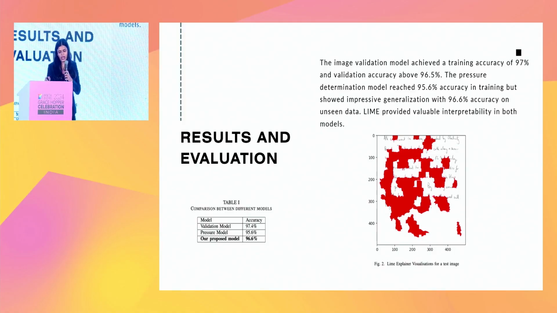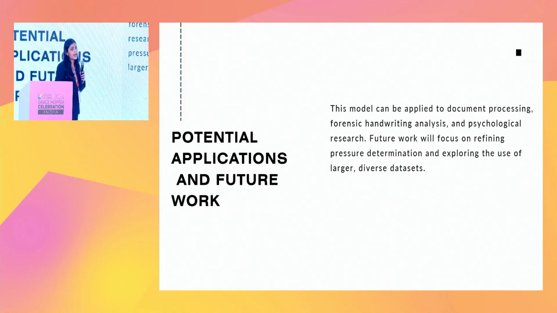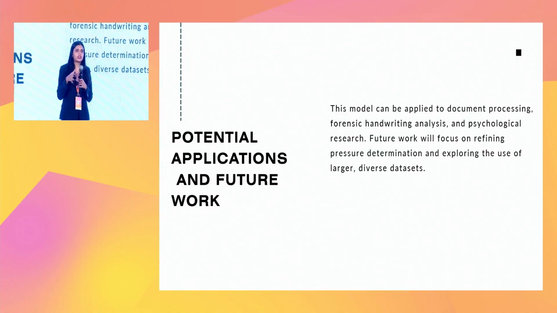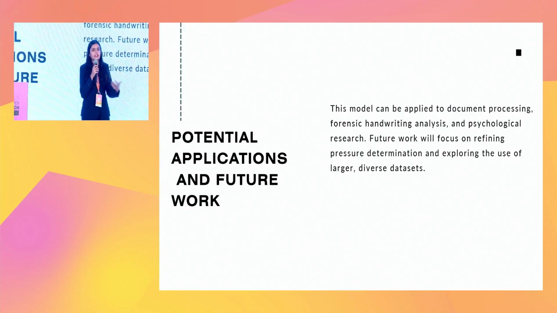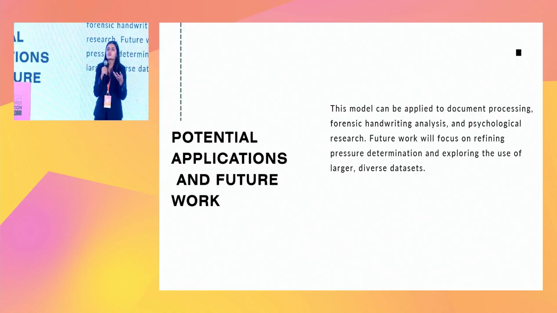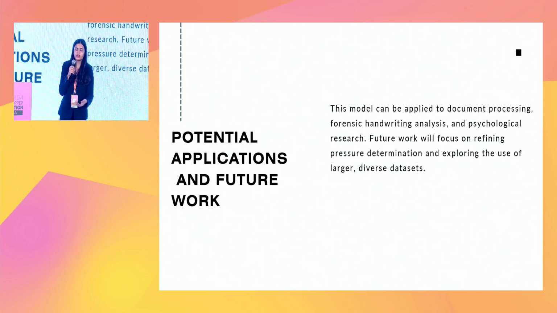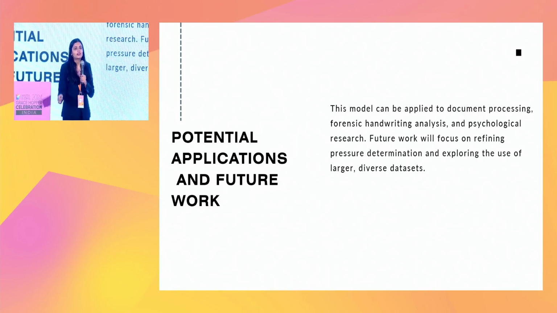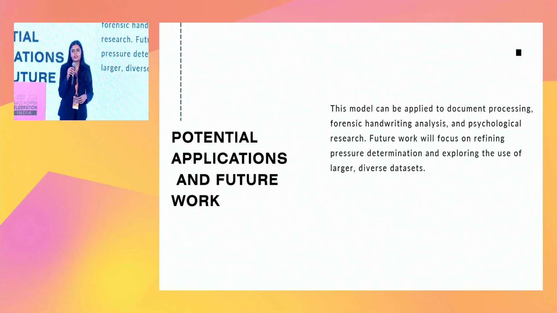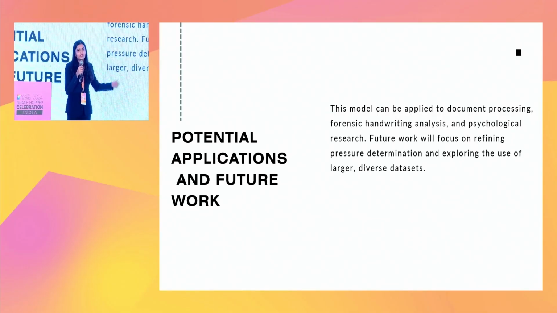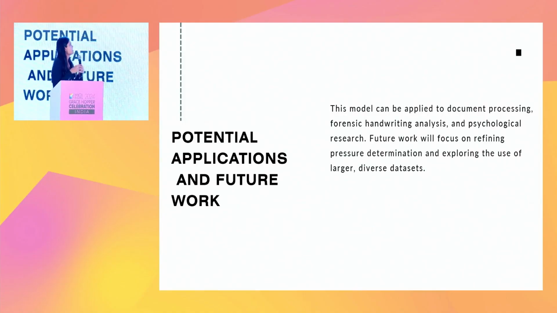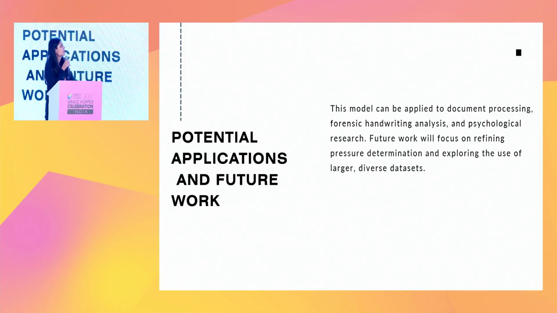So the potential application in future work involves that. What we want to do is not just stop on these numbers. We want to put them in a system where they can actually analyze your emotional state, how stressed you are, how happy you are, how sad you are. We want to be able to do this entire thing where you don't need a forensic person to come in and do a handwriting analysis manually. You can just feed it into a system and that works out, right? So this model can be applied to document processing, forensic handwriting analysis, psychological research.